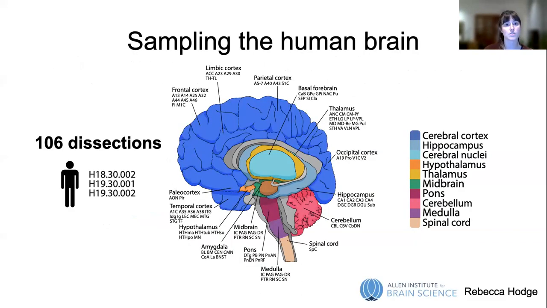Our strategy was to dissect approximately 100 areas across the entire human brain. Rebecca Hodge led this effort. So she performed dissections from 100 areas in three different donors and isolated nuclei from these regions. The schematic is shown in this slide here. You can see that given the size of the cortex, many of the dissections come from the cortex, but we set out to sample from the other major brain regions as well, including the hypothalamus, the thalamus, the brainstem, and the cerebellum.